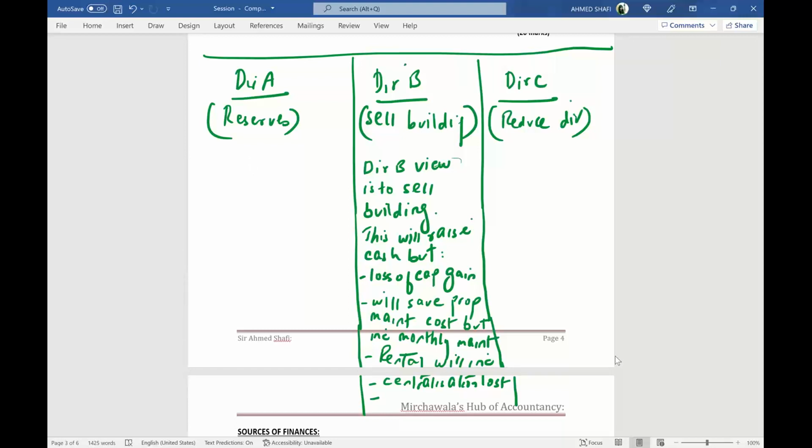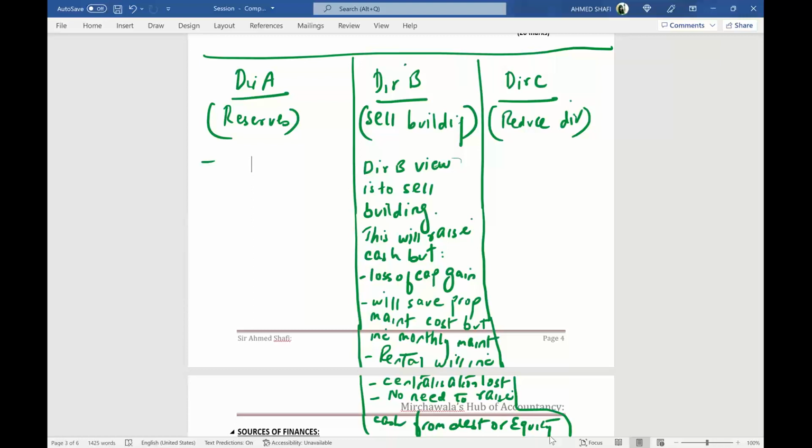What is the favorable point? No need to raise cash from debt or equity. Obviously, you have your own property, you are selling that to raise cash for this investment. That means you don't have dependency to raise cash from somewhere else. So see, I have written 5 points with respect to director B. Okay, come to director A's views.